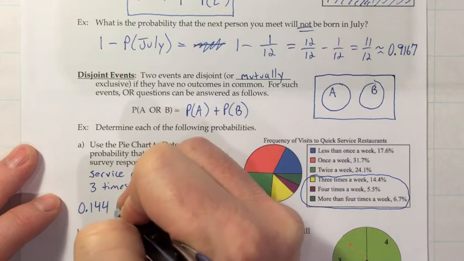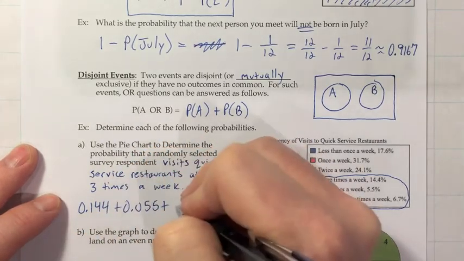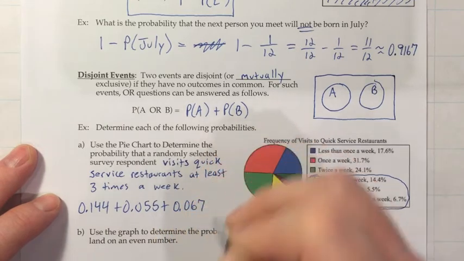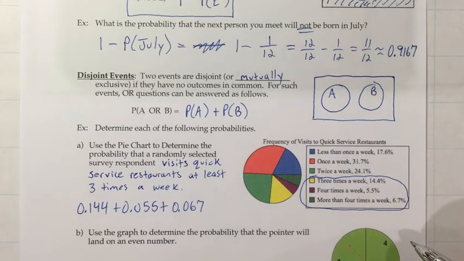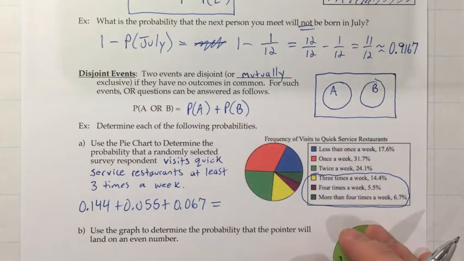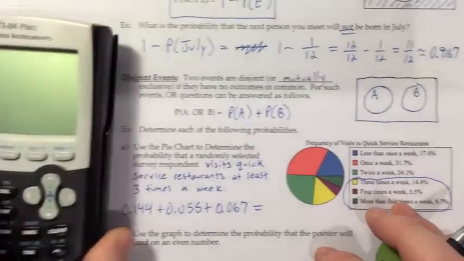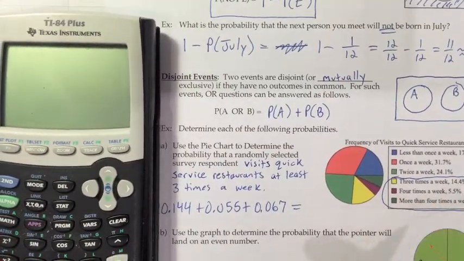0.144 plus 0.055 plus 0.067. Now I switched those to decimals in my head as I wrote them down because we tend to do decimals for probability. You don't have to do that first. You could just add up the percentages and then convert to a decimal at the end, but eventually you'd want to convert it. And I've done a lot of these, so I feel pretty comfortable just doing those conversions quickly in my head as I write it down.